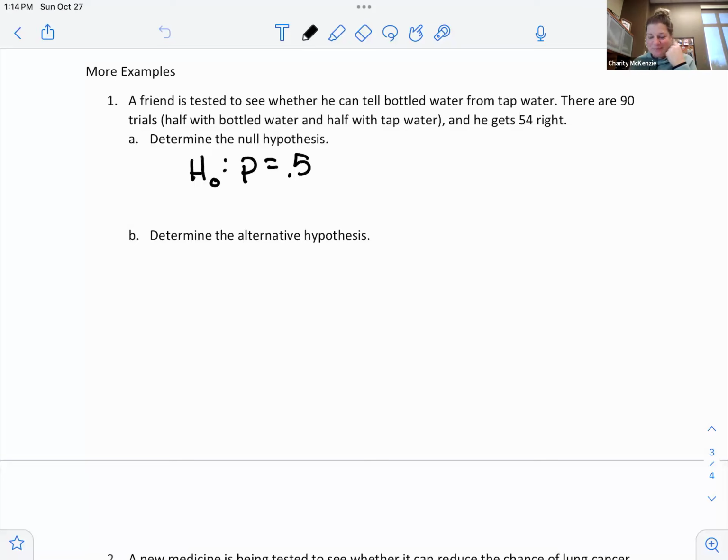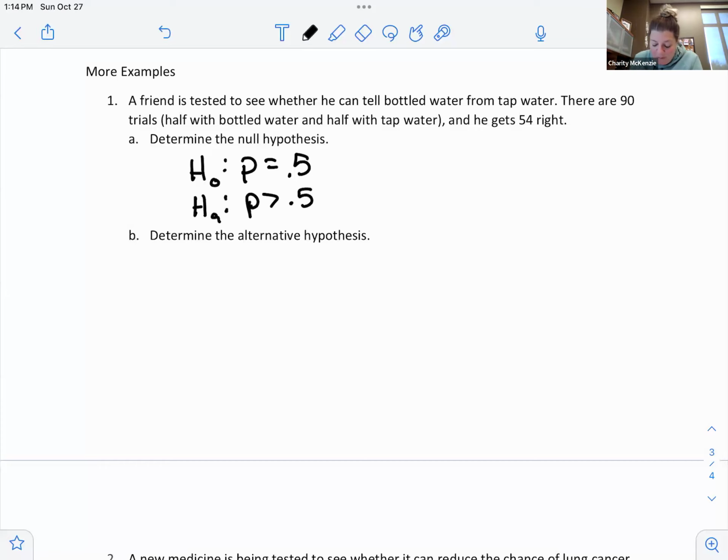Oh, I paused it because I was sneezing and then I pushed unpause and I sneezed again. Okay, so our alternative on this one, what is the claim that he can tell the difference? We would want more than half for his claim, because he's saying he can tell the difference. So he should be able to do more than half of them.